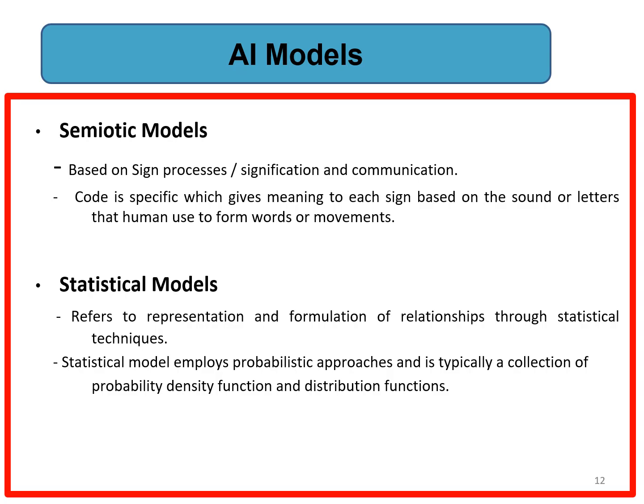Next we will be moving to two different types of AI model. One is the semiotic model and the other one is the statistical model. The semiotic model is based on the study of signs, symbols, meaning and communication. It focuses on how humans use signs and languages to represent and communicate information.